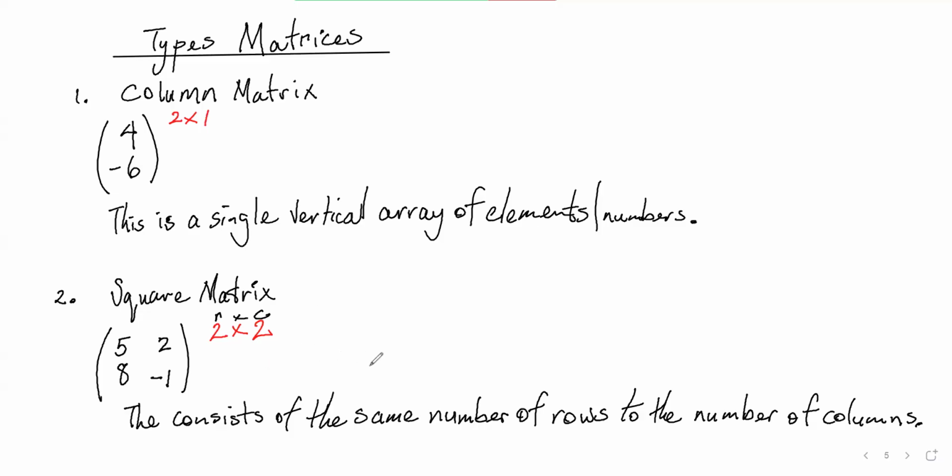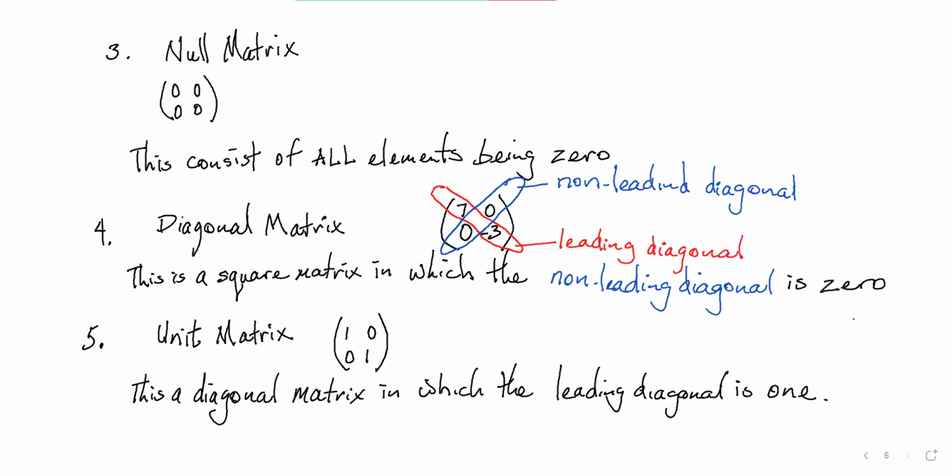Our square matrix had the same number of rows and columns, right? So the square matrix had a 2 by 2 order. So the order of your square matrix is 2 by 2. The order of the column matrix was 2 by 1. Remember, we started with the row first and the column next. Your null matrix, all your elements are 0.